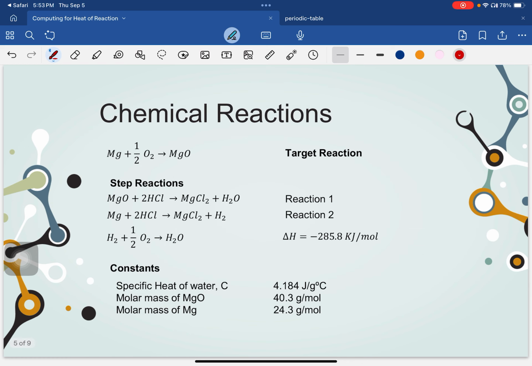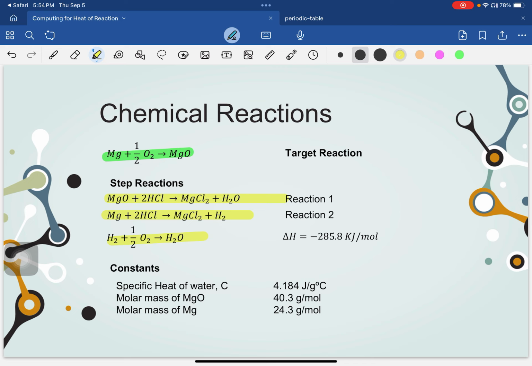Okay, so the chemical reactions are already given in the problem. Our target reaction is magnesium plus 1/2 oxygen yields magnesium oxide. We are also given the step reactions. For the step reactions, we have three. We have this one, and then we have the one for magnesium. And we also have one with hydrogen and oxygen together, that yields a byproduct of water.